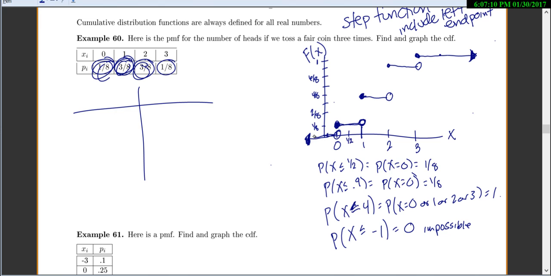From now on, you can kind of remember it will always include the left endpoint, and you jump where you actually have probability. So at 0, I had a probability, so I jump. At 1, I have a probability, so I jump. 2, I jump. 3, I jump.